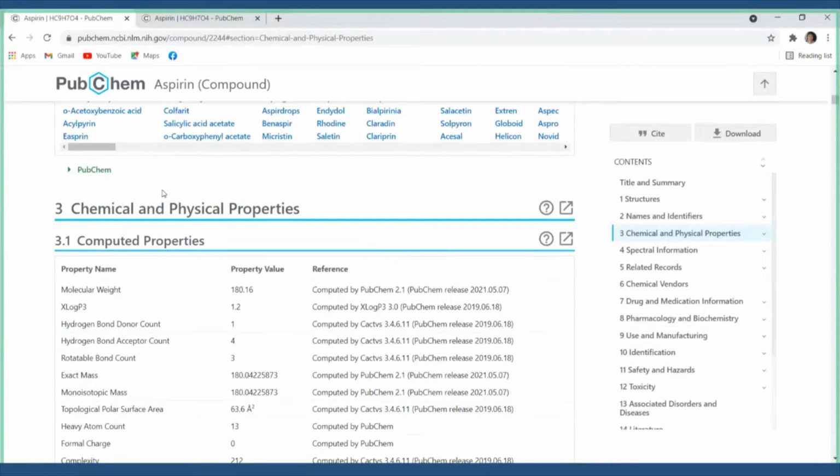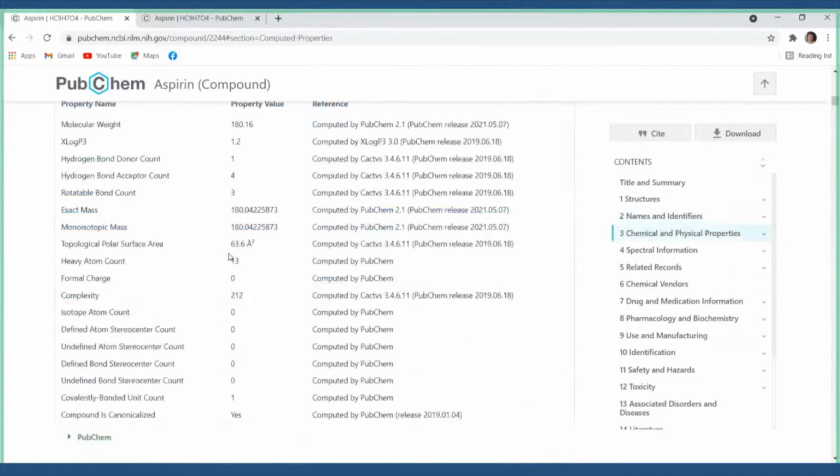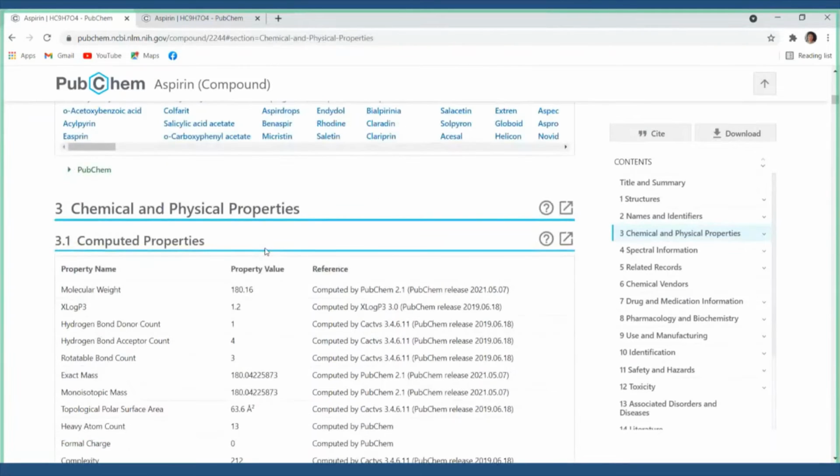Even if a drug is being prescribed to you in the hospital, you can come to this place and type the name of the drug in that database. It will give you the information.